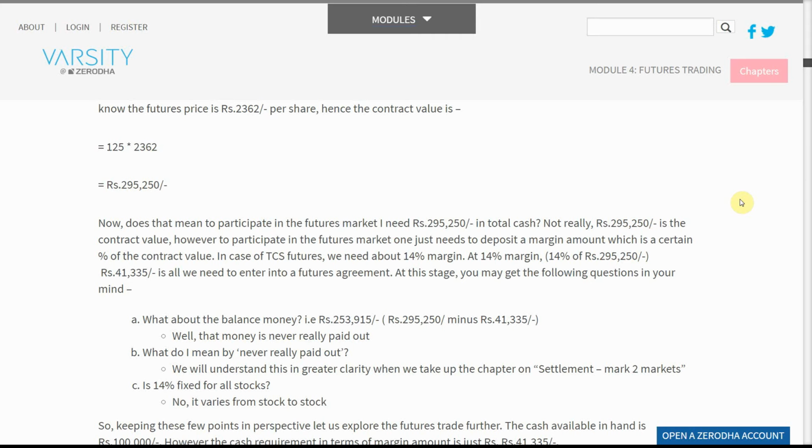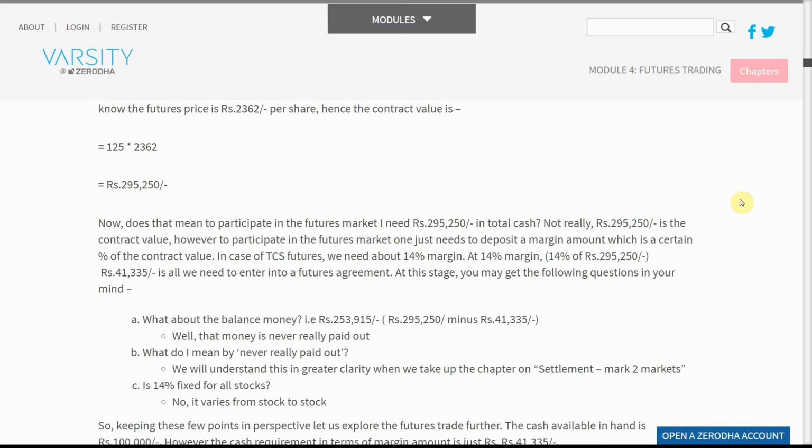295,250 rupees is the contract value. However, to participate in the futures market one just needs to deposit a margin amount, which is a certain percent of the contract value. In case of TCS futures, we need about 14% margin. 14% of 295,250 rupees, which is 41,335 rupees, is all we need to enter into a futures agreement.